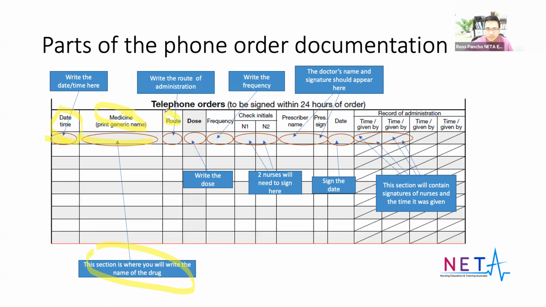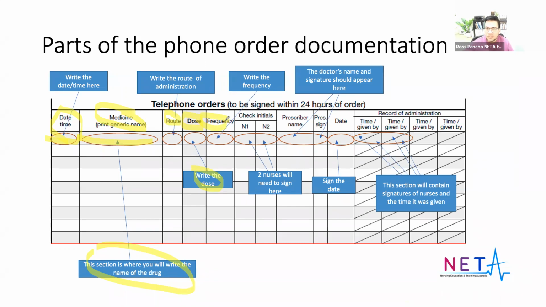The route or route of administration, is it per oral? Is it IV? Is it subcut? Is it IM? The dose, make sure you know the dose and write the dose itself. Is it milligrams, grams, or whatever? What is frequency? How often you're going to give it? Is it a once daily? Is it a stat dose? Stat dose means just now, one off. Is it something that you have to give regularly, or is it a PRN?